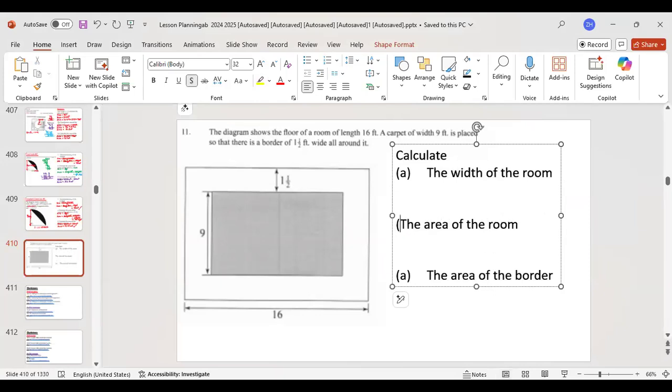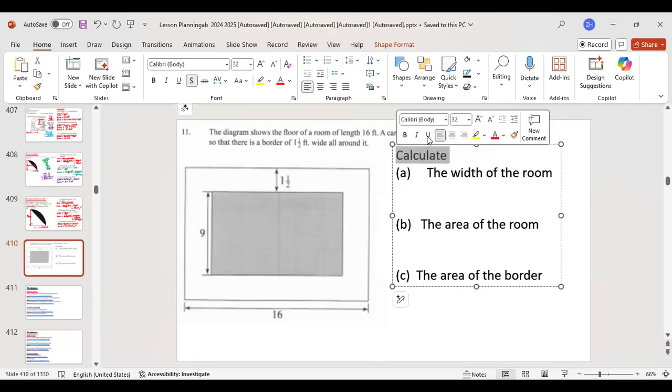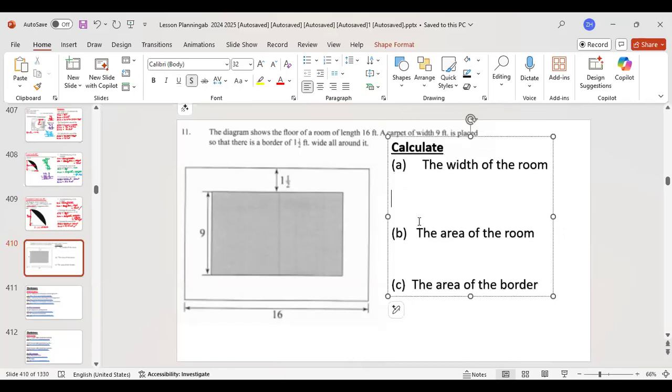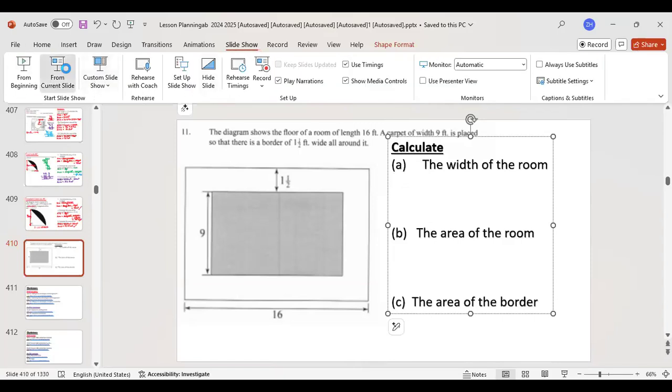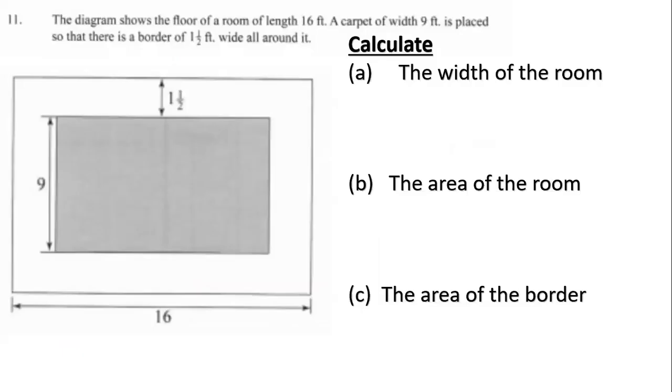So B, the area of the room. C, okay, good. The width of the room, the area of the room. All that good stuff. All right, so okay, good.